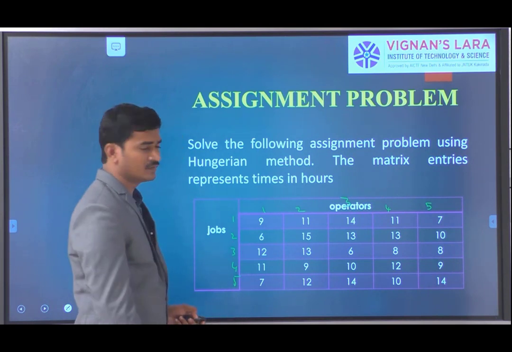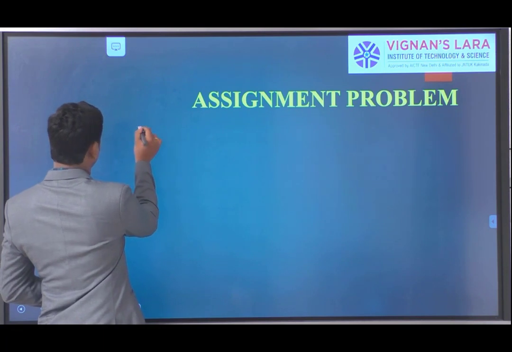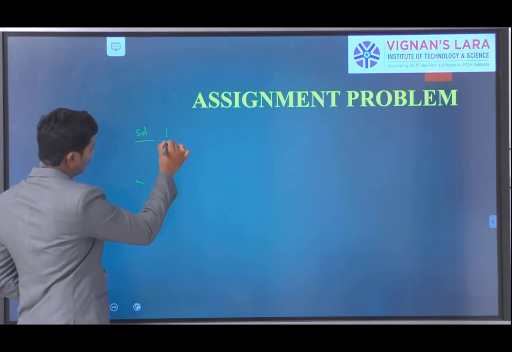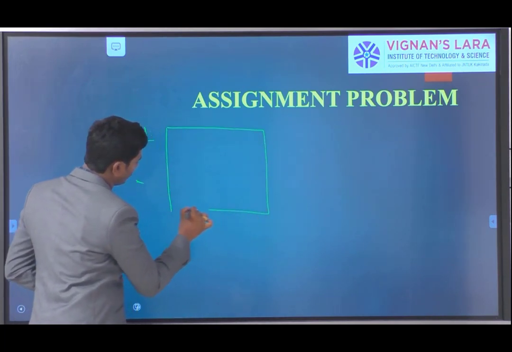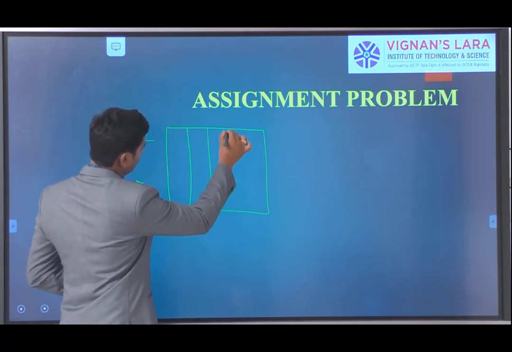First, what we have to do is the row iteration. In the solution we have to do the row iteration. How many rows and columns are there? It is a 5 by 5 matrix.